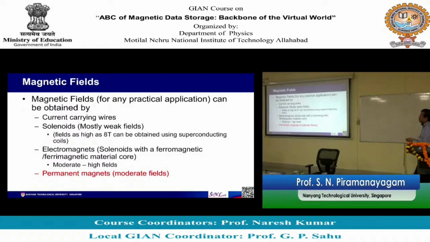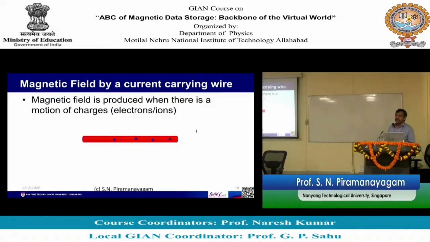Okay, so you can produce magnetic field by many different approaches. One simple approach is by sending a current through a wire. You can make solenoids and generate a magnetic field, and you can also use electromagnets or permanent magnets to generate magnetic field. Let's go through one by one.